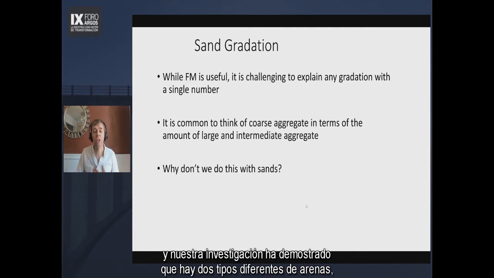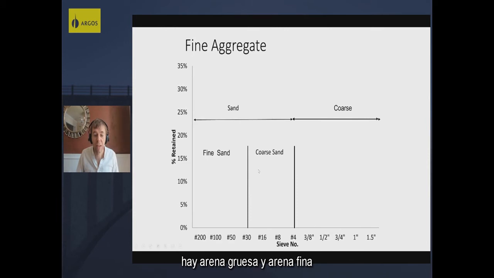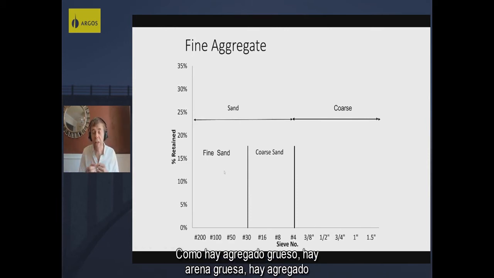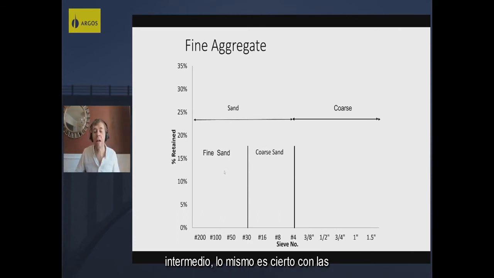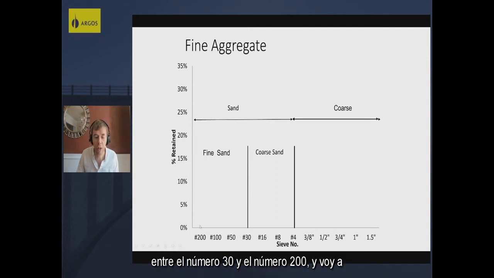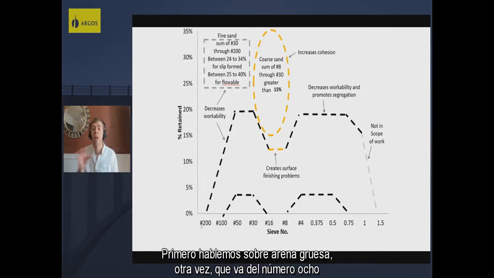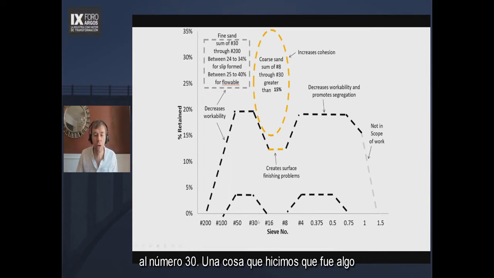And our research has shown that there's two different types of sands. There's coarse sand and there's fine sand, just kind of like coarse aggregate and intermediate aggregate. We kind of find the same thing true with sands. Coarse sand is between number 4 and number 30, and the fine sand is between number 30 and the number 200. And I'm going to explain these and show you why they're important. Let's first talk about the coarse sand. Again, that's the number 8 through the number 30.